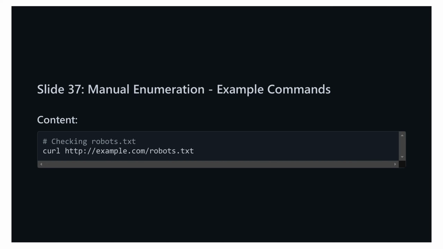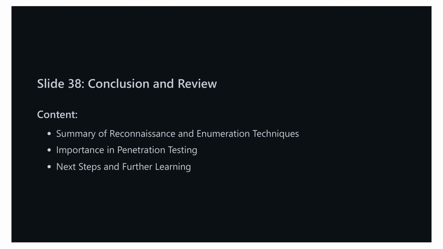So let's proceed. In this final slide, we wrap up our discussion on reconnaissance and enumeration techniques, which are essential stages in penetration testing. We've looked at various tools and commands, including our last example on checking the robots.txt file using curl. These techniques allow us to gather crucial information about our target systems. To summarize, reconnaissance helps us map out our target's landscape by collecting as much data as possible without engaging directly with the systems, whereas enumeration dives deeper to extract detailed information using more interactive methods and tools.